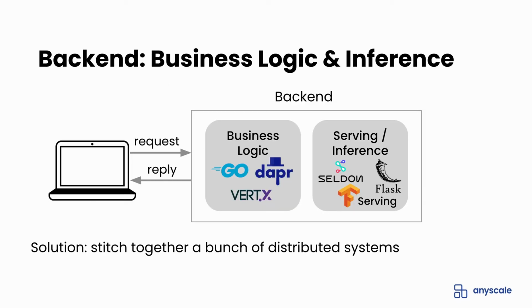Finally, we are seeing more and more a pattern that combines business logic and serving. This should come as no surprise. Virtually every backend today consists of a bunch of business logic and some machine learning functionality. These systems are built today by stitching together some microservice frameworks to implement business logic and some serving systems like Seldon and TensorFlow Serving to implement inference.